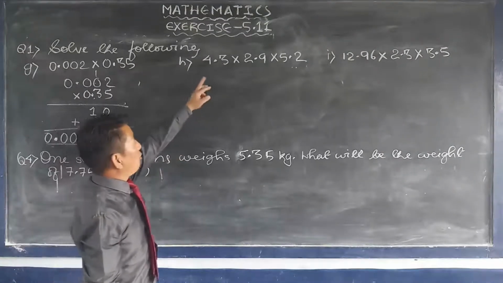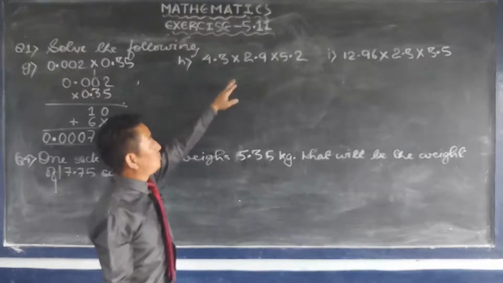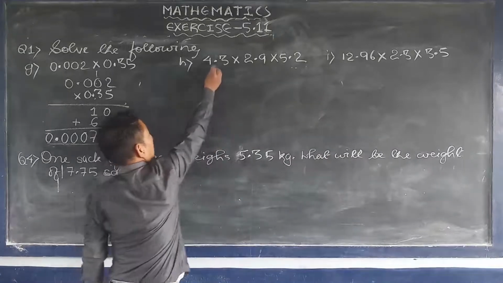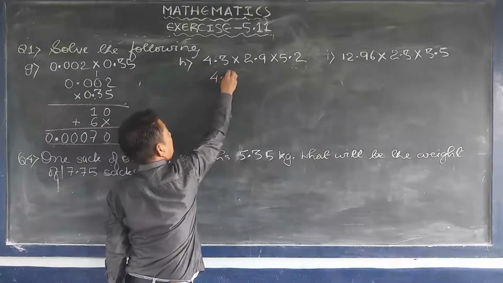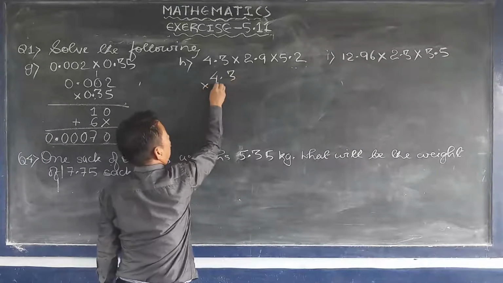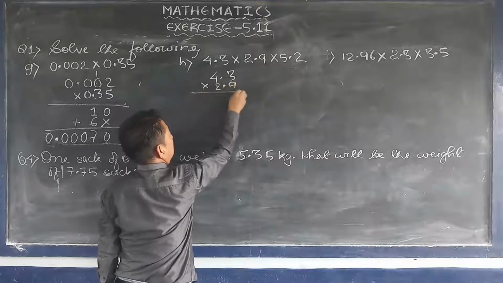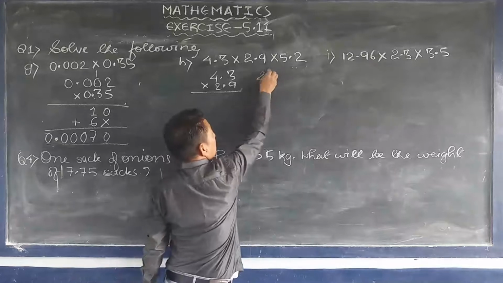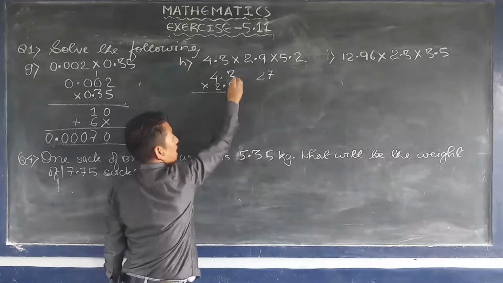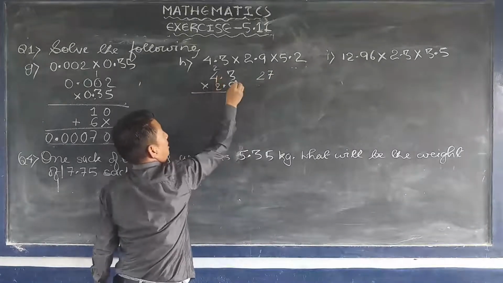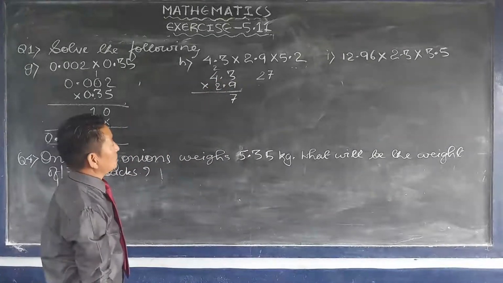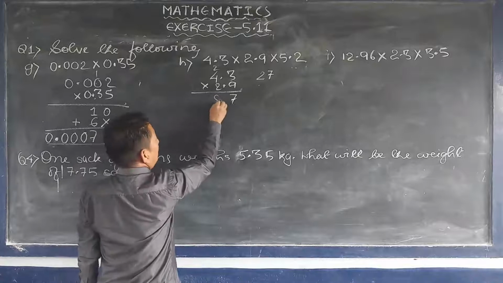Next, 4.3 is multiplied by 2.9, then again multiplied by 5.2. First we'll write 4.3 into 2.9. Here 9 3s are 27. We'll write 7 here straight, then 2 carry on here. 9 4s are 36. 36 plus 2, 38.